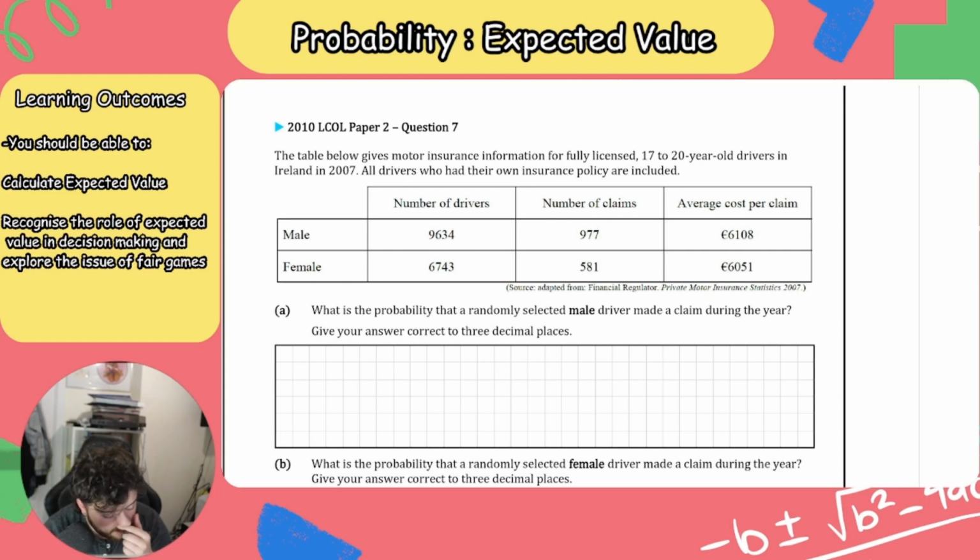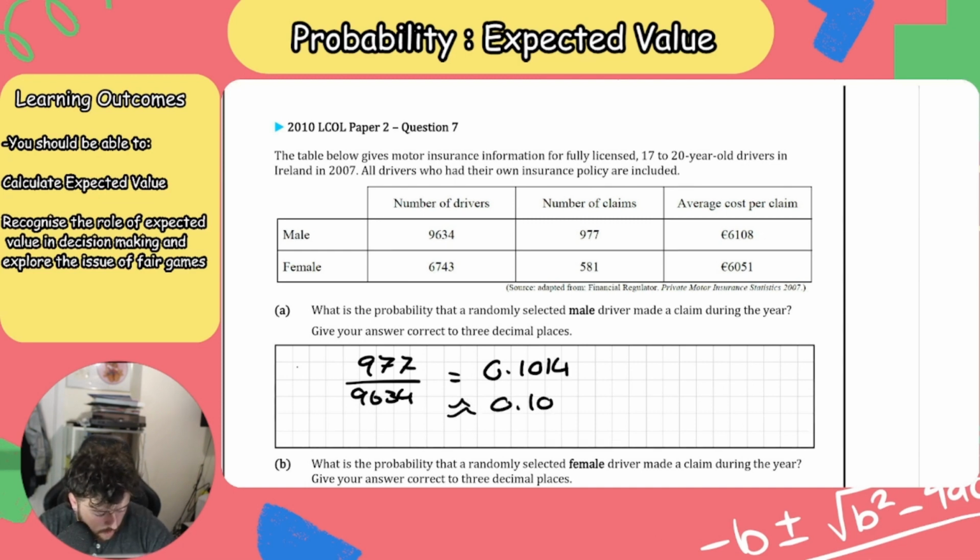What's the probability that a randomly selected male driver made a claim in the year? So for a randomly selected male driver, it's going to be 977 over 9634, which, corrected to 3 decimal places, is 0.1014, so 0.101.